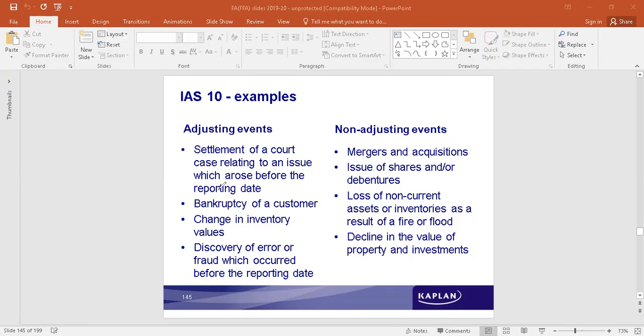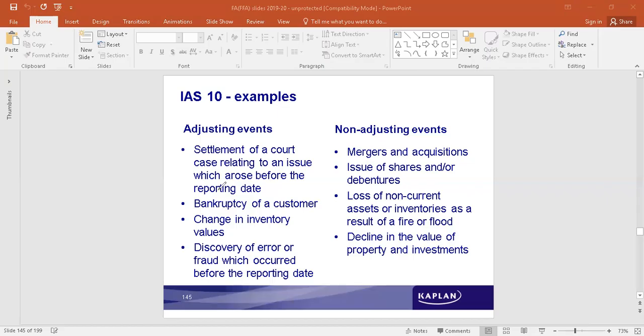If there is any change in the inventory value, or discovery of error, or fraud which occurred before the reporting date but was realized after that, it would be included in the accounting period. Non-adjusting events are not reflected in the financial statements; though they appear between these two dates, they are not adjusted in the financial statements.